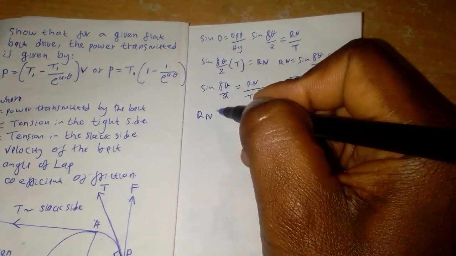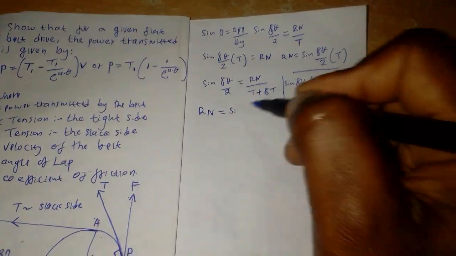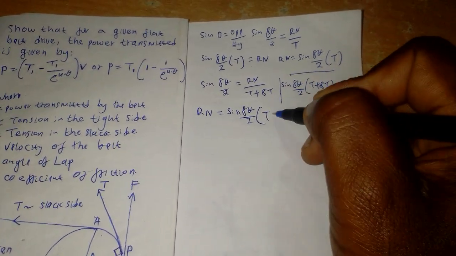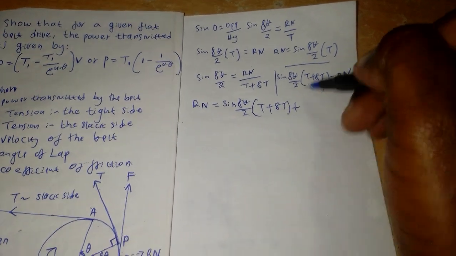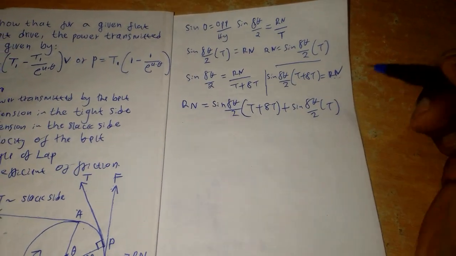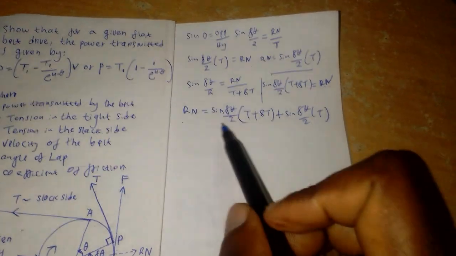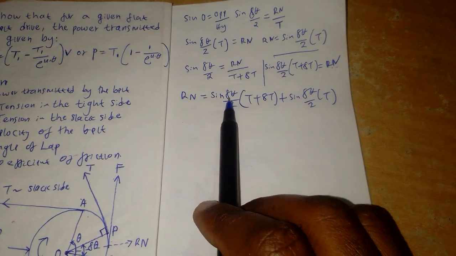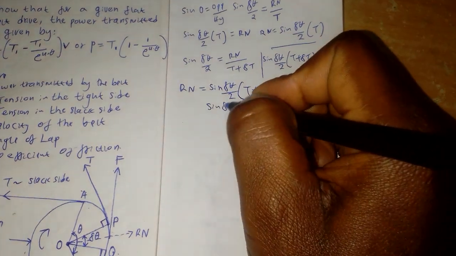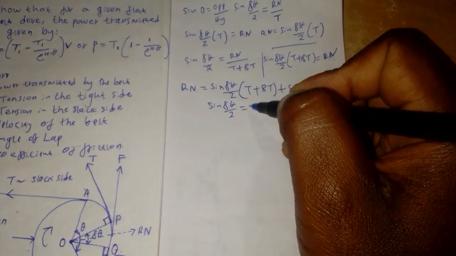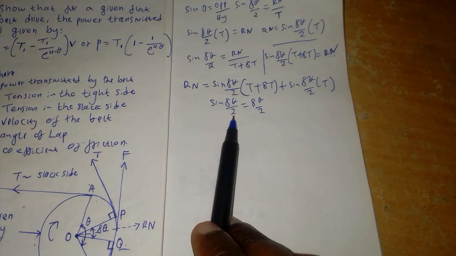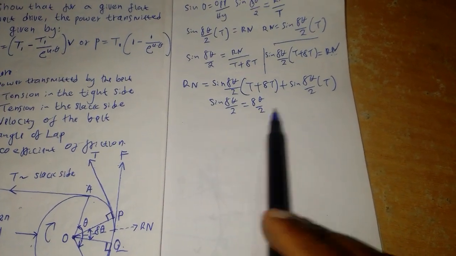Let's now combine this Rn and that Rn. Rn is equal to sine of alpha theta divided by 2 times (T plus alpha T), plus sine of alpha theta divided by 2 times T. Because this angle alpha theta is very small, where we have sine of alpha theta divided by 2, we replace it with alpha theta divided by 2.